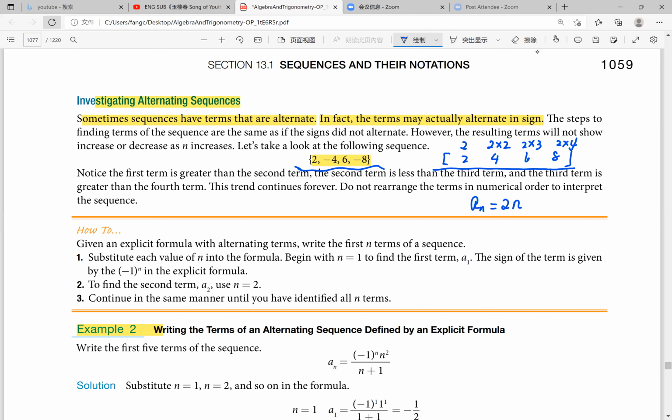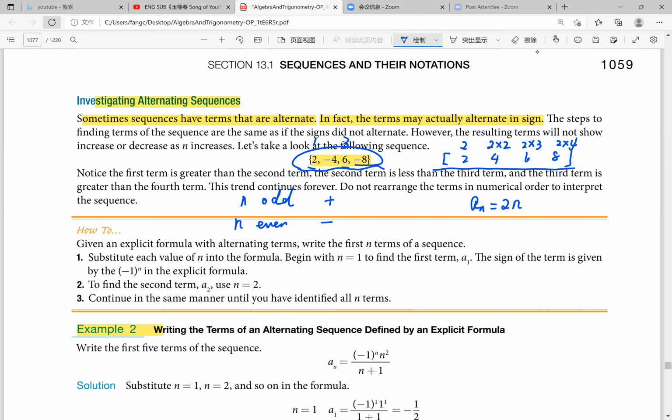But this sequence is different. It alternates in sign. The first element is positive, the next one is negative, then the third one is positive, and the fourth one is negative again. So how to define this kind of sequence? It's still easy. We find that when n is odd, for example the first one and the third one, it is positive. When n is even, it is negative.